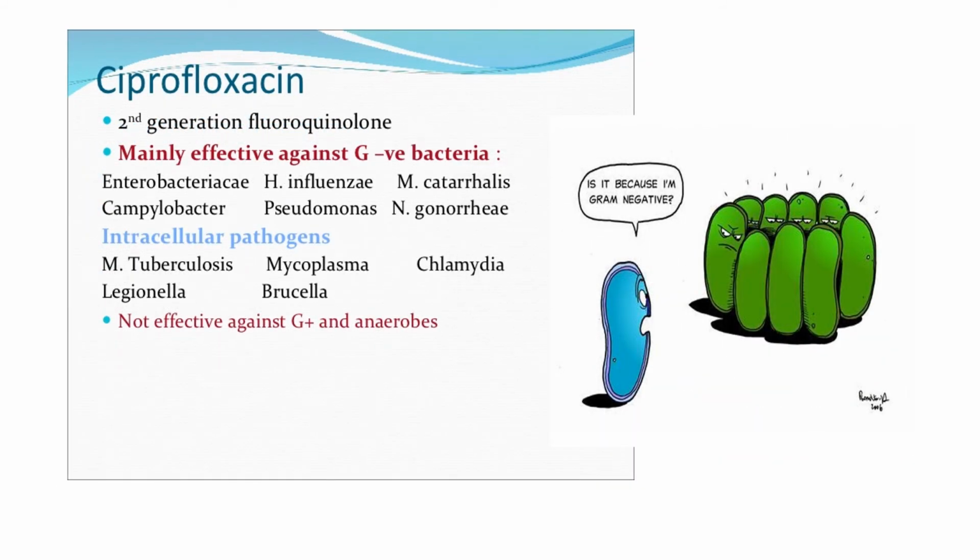Most commonly used fluoroquinolones in detail. The most commonly used one that you will come across is ciprofloxacin. Ciprofloxacin belongs to the second generation fluoroquinolones, and as I told you, they are very active against gram-negative organisms, especially Enterobacteriaceae, H. influenzae, Moraxella catarrhalis, Campylobacter, Pseudomonas, and Neisseria gonorrhoeae. They are active against all these gram-negatives, plus some intracellular pathogens, which include chlamydia, mycoplasma, and tuberculosis, plus Legionella and Brucella. Their activity against gram-positives is very less. So, usually they are prescribed for UTIs and prostatitis.